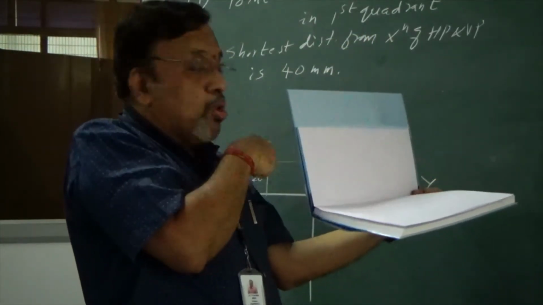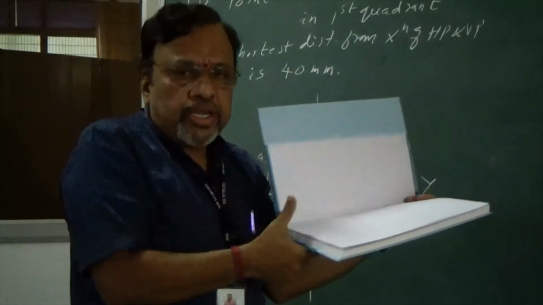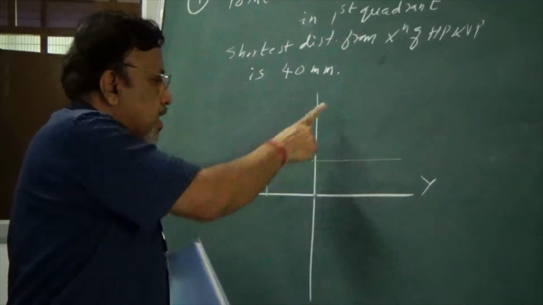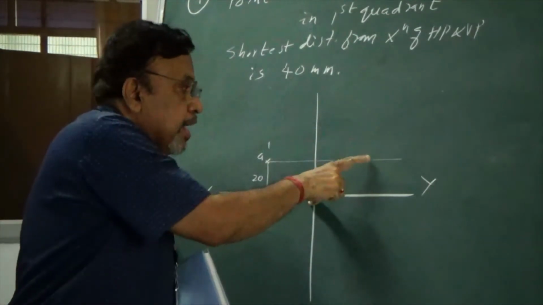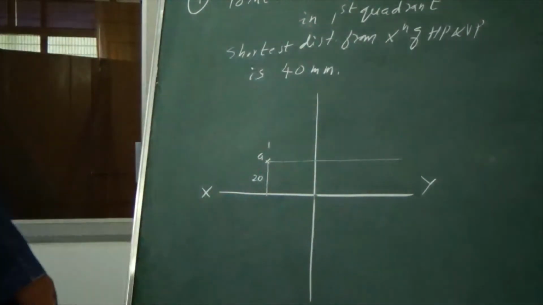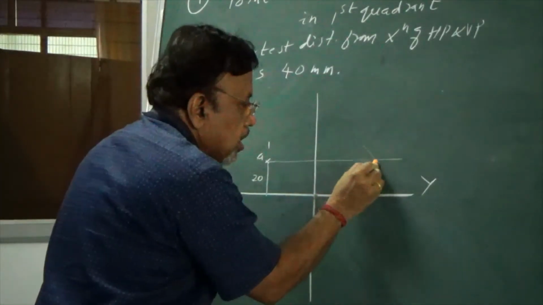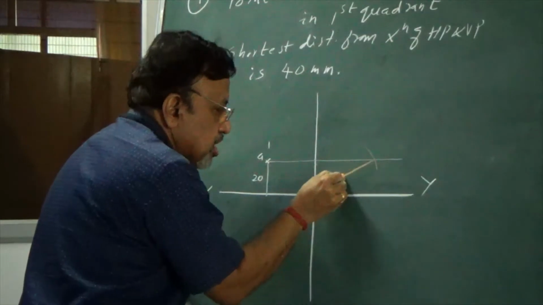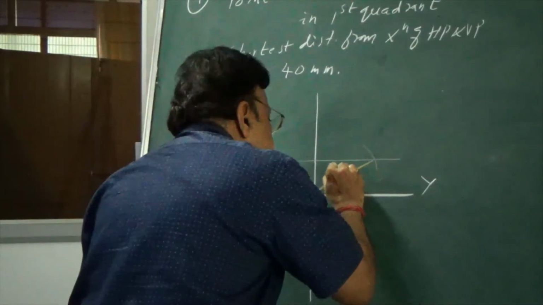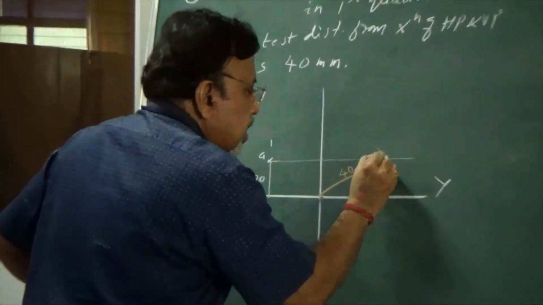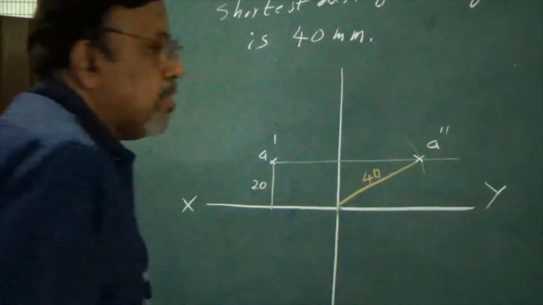Graphically, how do you do that? From the point of intersection of this particular XY and X1Y1 line, I will draw an arc with a radius of 40 mm. With this as center, I will just draw an arc. This distance should be equal to 40 mm. Now, this will give the point A double dash.